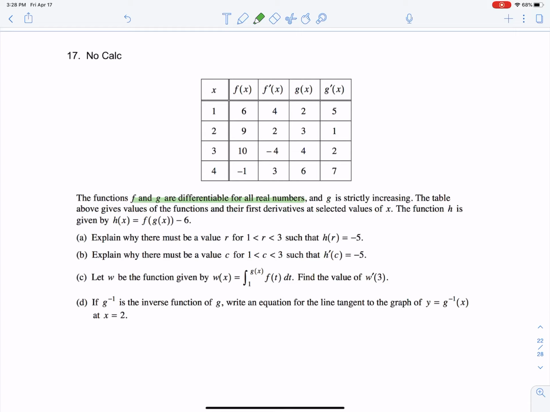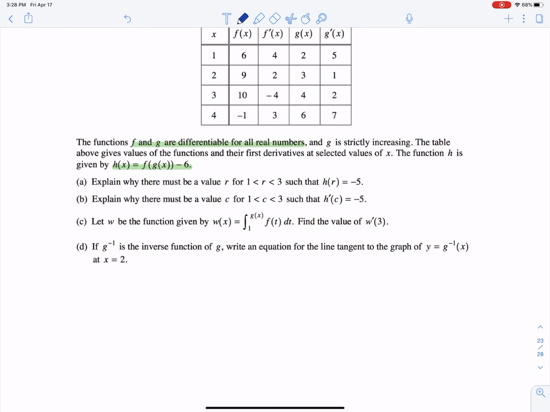The table above gives values of the function and their first derivative at selected values of x. The function h is given by, and this again is important, given by this. Okay, our setup is there. Let's go to letter A. Explain why there must be a value r from 1 to 3 such that h of r equals negative 5.